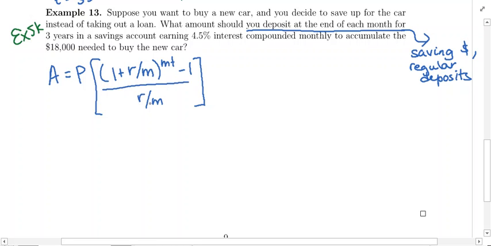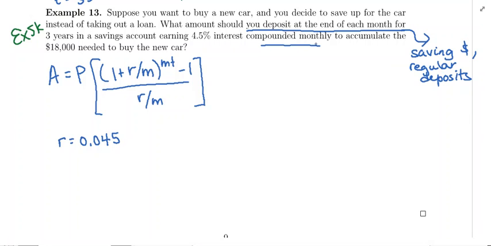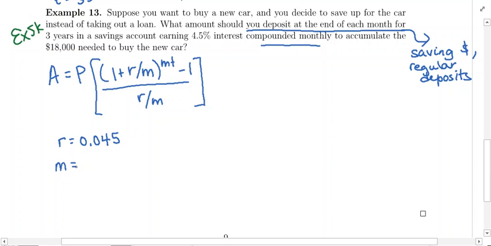Let's do the obvious stuff first. We know the interest rate is 4.5%, so that's going to be 0.045. We're compounding monthly. Remember, however often the interest is compounded, that will coincide with how often you're making a deposit. Both things will be monthly here. The interest will be compounded monthly, and you will be making monthly deposits. Those things will always coincide. So M is going to be 12 here. Time, the money's being saved for a 3-year period.